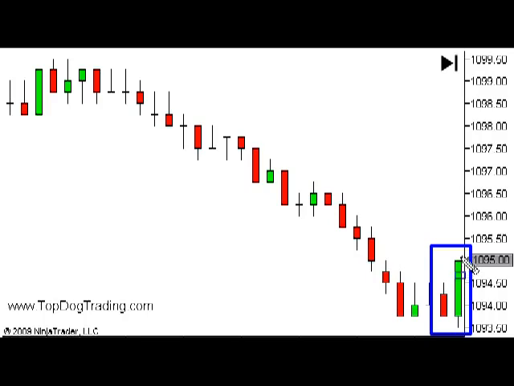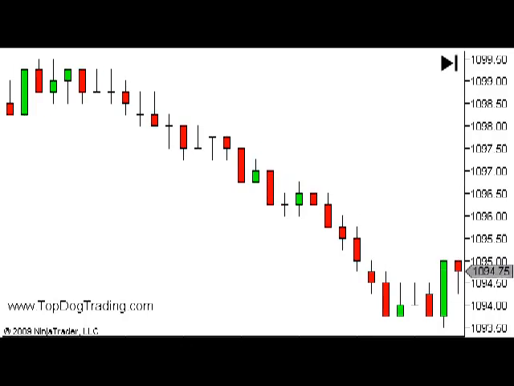So we get a wide range bar, opens toward the low, and closes way up at the high. This indicates a reversal of this trend, and a lot of people would take this as a very clear reversal pattern and look to go long. Okay, so let's see what happens.